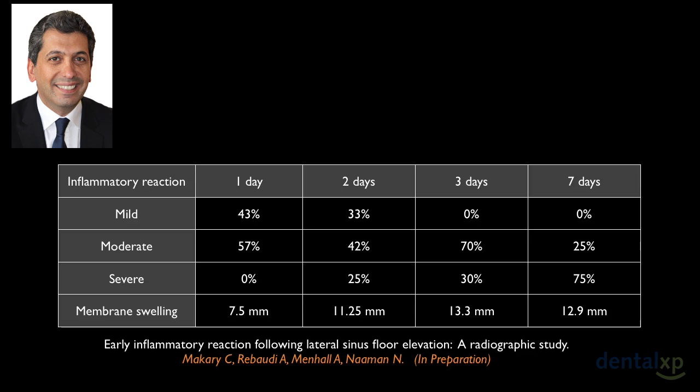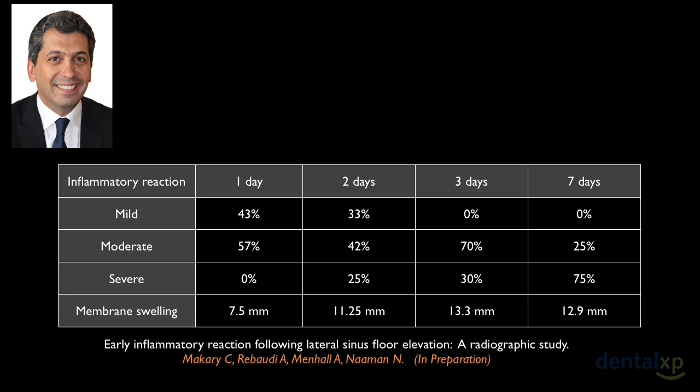At 3 days, we did not have any more mild inflammation. It was either moderate in 70% of cases or severe in 30% of cases, with a mean swelling of the membrane of 13.3. And at 7 days, also, we did not have any mild inflammation. We had less moderate inflammation, which was 25%, and we had mainly severe inflammation, which was 75%, with a membrane swelling of 12.9 millimeter.